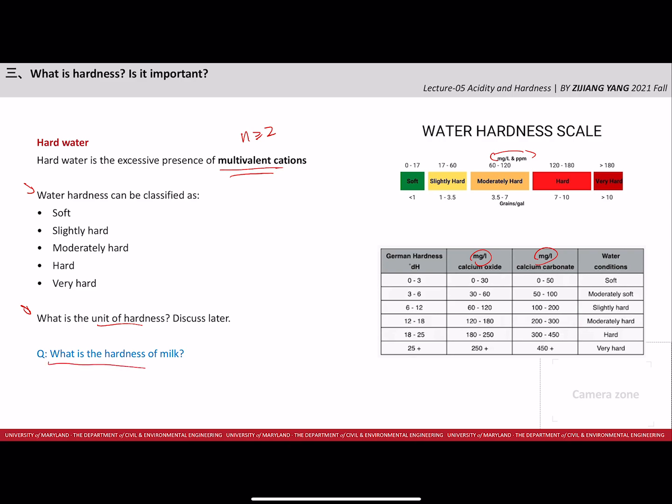And here I have a question. Do you guys know what is hardness of milk? If we consider the milk as a water, I just did some research and we know the calcium content in the milk, for the normal milk, it will be about 1,300 milligram per liter. So based on this, we can see that it is very hard.